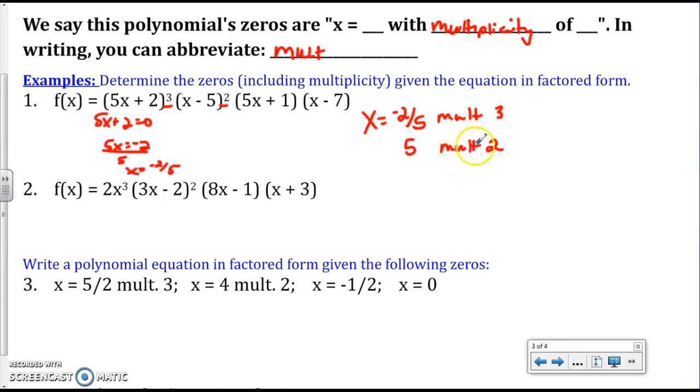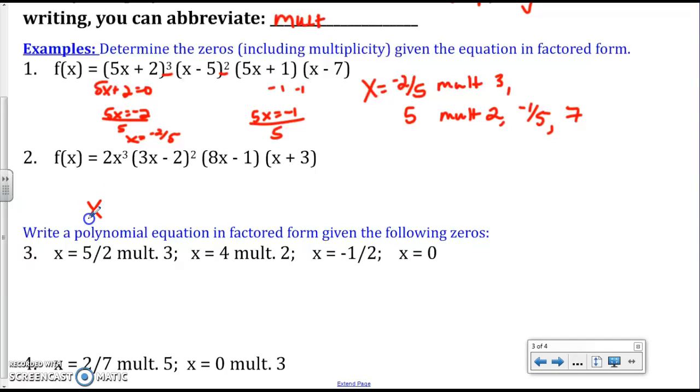And this part is really important when we get to graphing, because it's going to affect how your graph will look. This one here, if I subtract 1 from both sides, I get 5x equals negative 1, divided by 5. So for my next one, I have negative 1 over 5. No exponent means I don't have to write multiplicity, it just shows up once. And then the last one is 7.